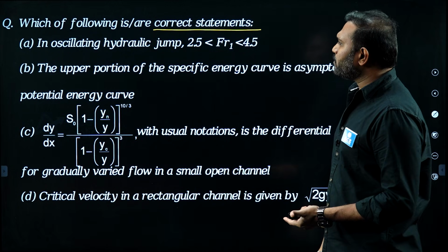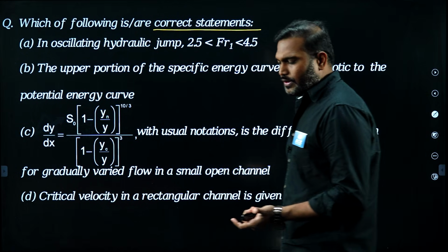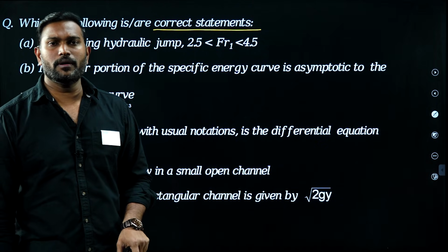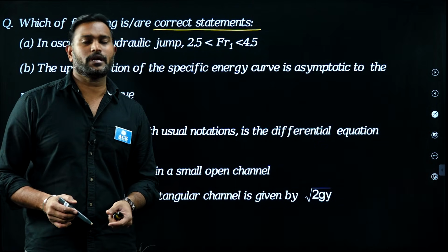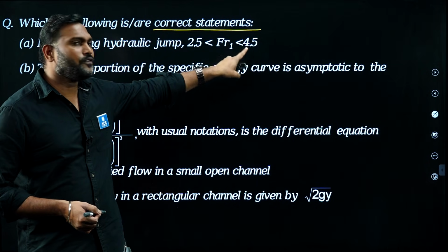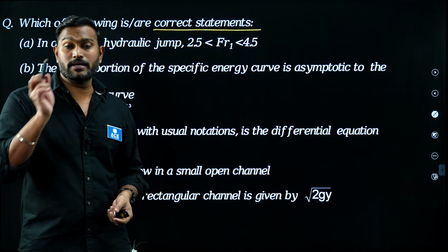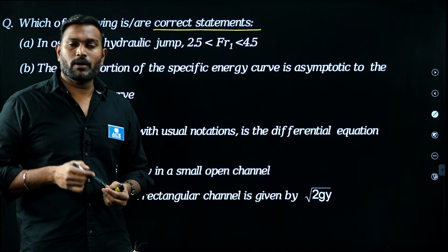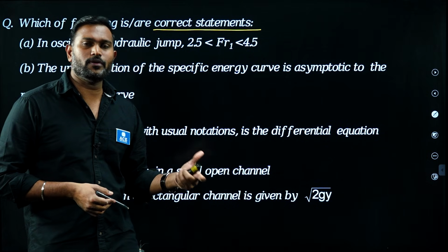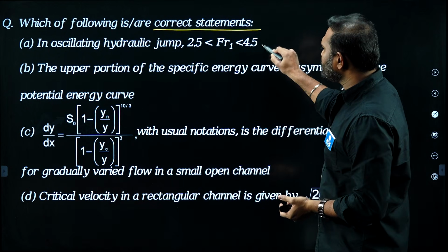In an oscillating jump or hydraulic jump, they have given the Froude number. We are going to classify the type of jump based on the inlet Froude number. What is the inlet Froude number? The Froude number of the supercritical flow, which is before the jump. So, whenever the Froude number is 2.5 to 4.5, what is the type of jump? It is an oscillating jump. 1 to 1.7 undulating jump, 1.7 to 2.5 weak jump, 2.5 to 4.5 oscillating, 4.5 to 9 steady, and greater than 9 is a strong jump. So, from the given options, this is correct.